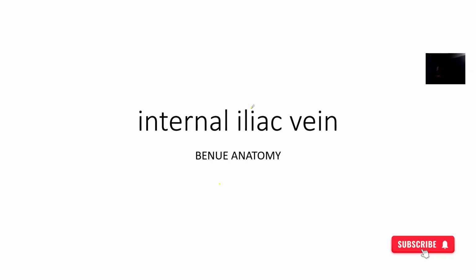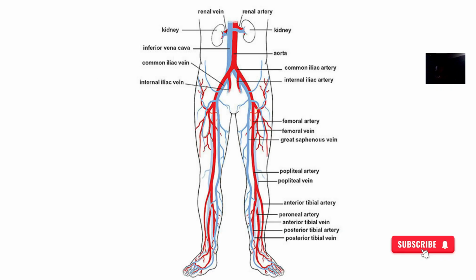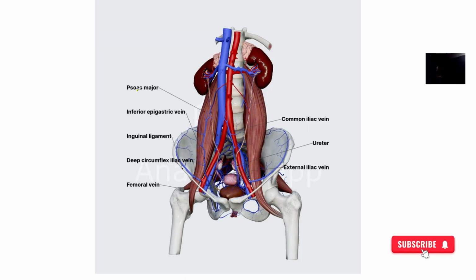Now, looking at the next vein right here, which we'll be discussing its anatomy. This is what is known as the internal iliac vein. Okay, so this is the internal iliac vein. All right, and looking at this image right here too, this is the what?